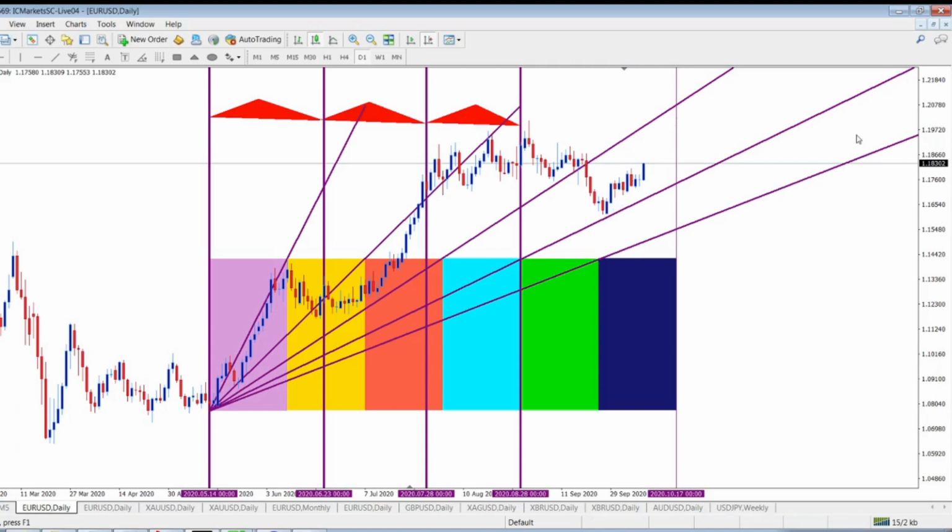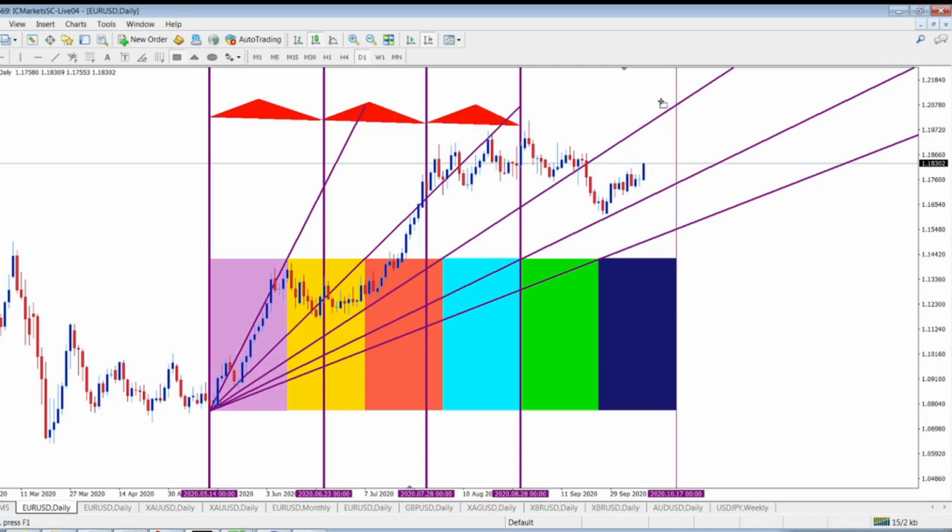And you can guess when the price is likely going to reverse. Obviously, it should be somewhere here when these two lines cross. So it should be somewhere in this area. That's my opinion.